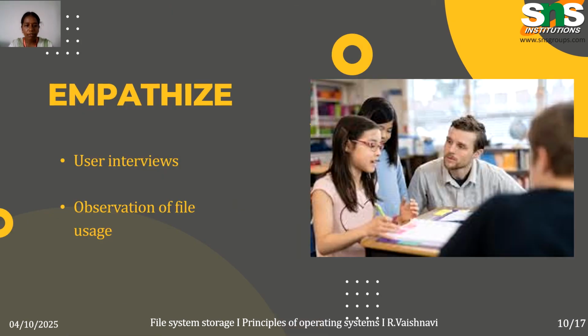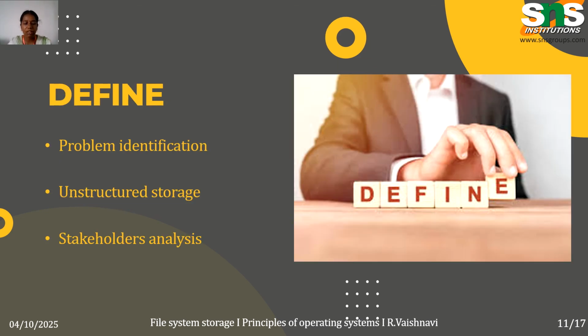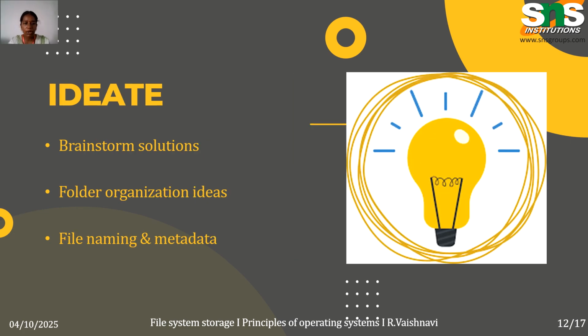Here we have the five stages in DT. First is empathize: we conduct user interviews and observe file usage. The second stage is define: we identify the problem statement, unstructured storage, and do stakeholder analysis. Third is ideate: we brainstorm solutions, folder organization ideas, and file naming and metadata.